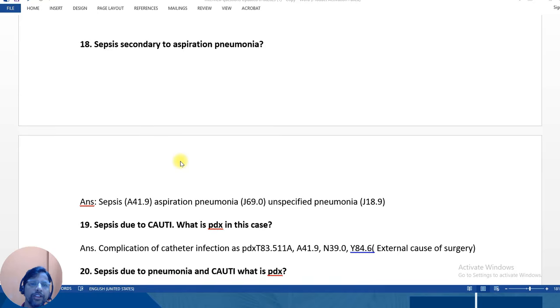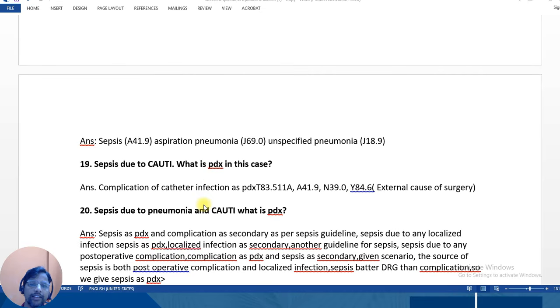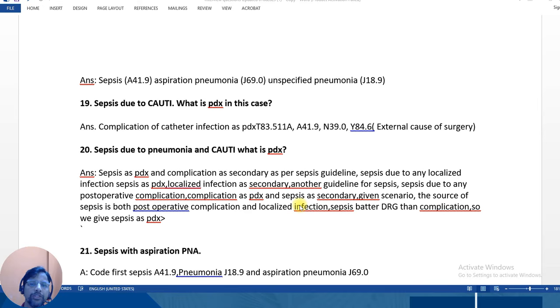How do you code sepsis secondary to aspiration pneumonia? Here we need to code sepsis, aspiration pneumonia, and unspecified pneumonia. So here we need to code A41.9, J69.0, and J18.9.